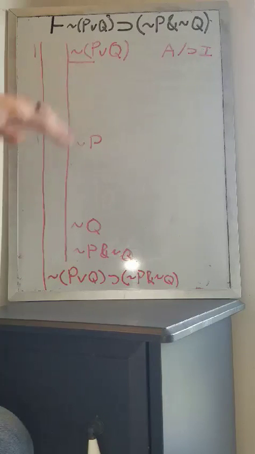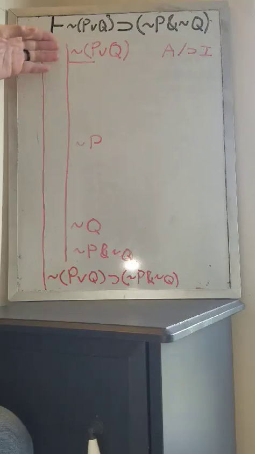It doesn't look like there's any direct way to get it, right? There's nothing that we really have to work with that we can apply non-subderivation rules to. So we have to make another assumption. We have to open another subderivation.